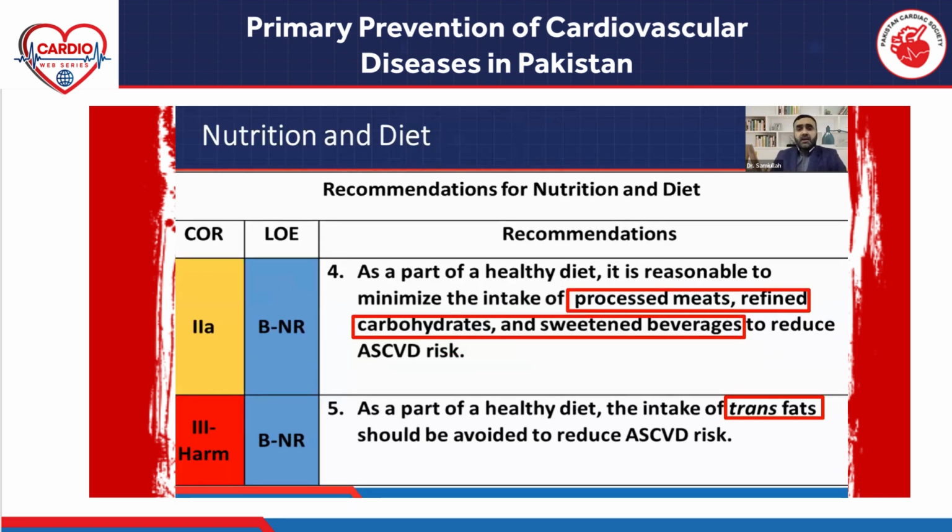Regarding processed meats, refined carbohydrates, and sweetened beverages, their intake needs to be minimized if you want to reduce the ASCVD risk. And while unsaturated fats are beneficial, there is one unsaturated fat, trans fats, which come like margarine. They're like butter, but they're not butter. They are not recommended and must be avoided. This is class 3 harm.